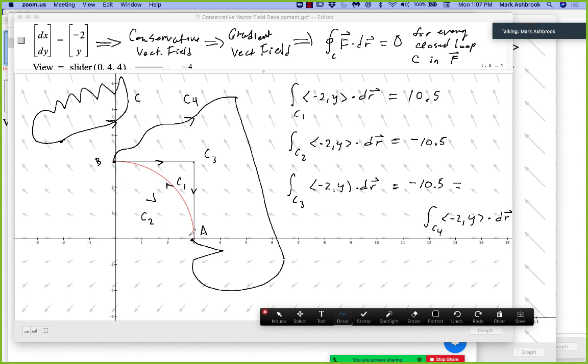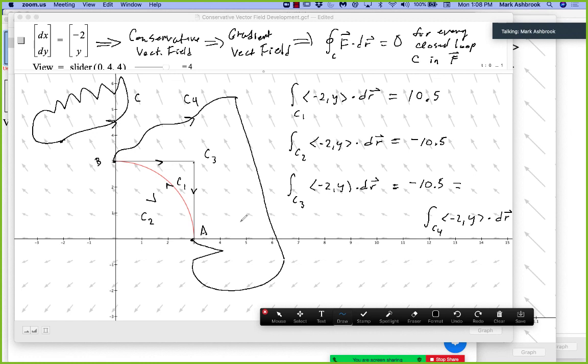Because that's another closed loop. From A to B and then along C4 back to A is a closed loop. Has to be 0. Every single circulation in this vector field has to be 0. So the only way that could make a 0 circulation is if along that path from B to A is negative 10.5.